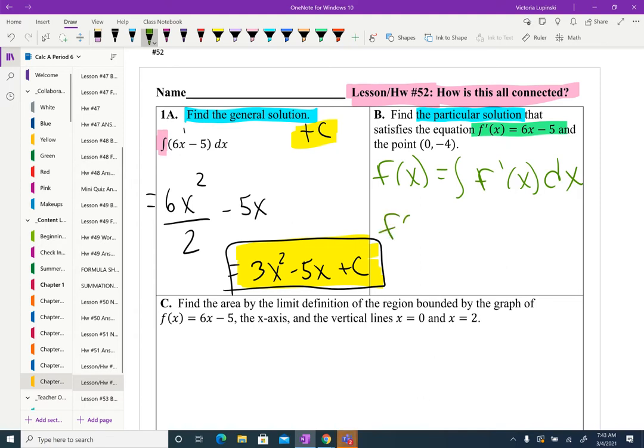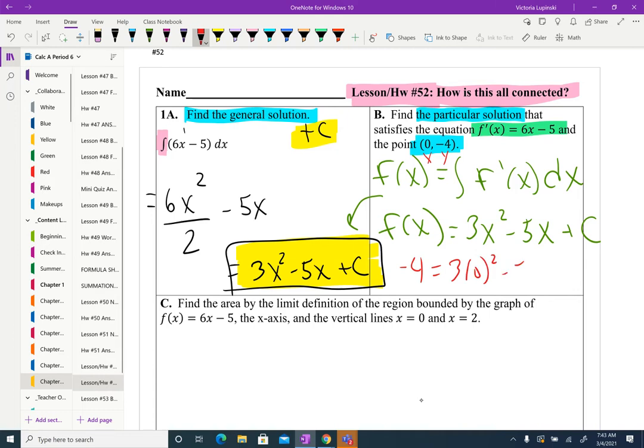So f of x, we already did this integration. It's the same as it was in the previous step. It's 3x squared minus 5x plus c. And then because it's a particular solution, you're going to go ahead and actually solve. How do you solve? Well, this ordered pair is always x comma y, or in this case, x, f of x. So everywhere there's an f of x, you're going to put a -4. Everywhere there's an x, you're going to put a 0.